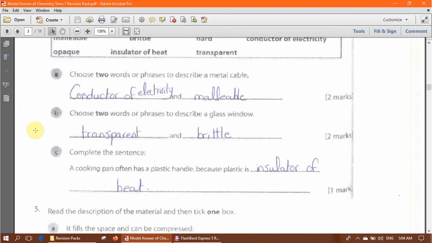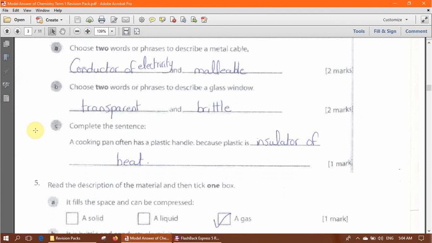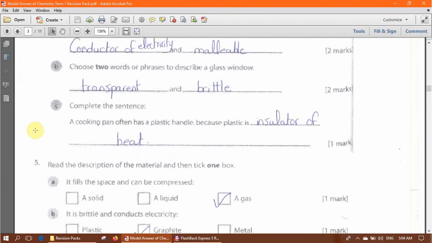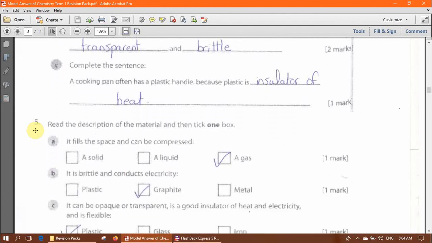Read the description and then tick. It fills the space and can be compressed. It's a gas. It's the only material that can be compressed. It's brittle and it conducts electricity. It's graphite. Why didn't I choose metal? Because metals are not brittle. They are hard. But graphite is the only non-metal which is a good conductor of electricity.